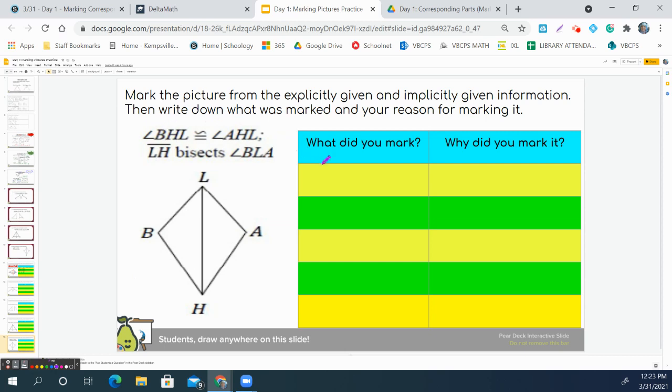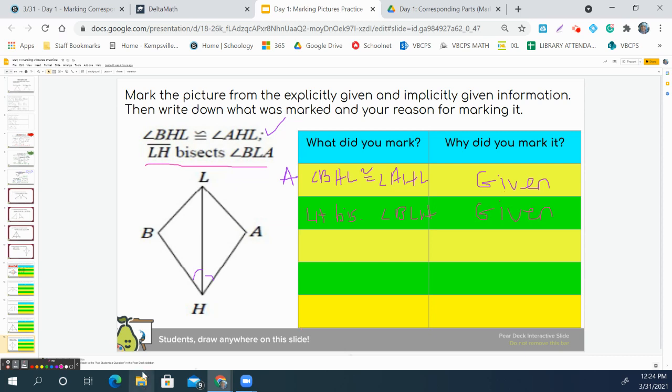Last one. All right, angle BHL is congruent to angle AHL. Why? It is given, those are my favorites. Okay, then we got to mark it. BHL, that's the left side, and AHL, that's the right side. Got it marked, and that is an angle, right? So now LH bisects angle BLA. That is also given.